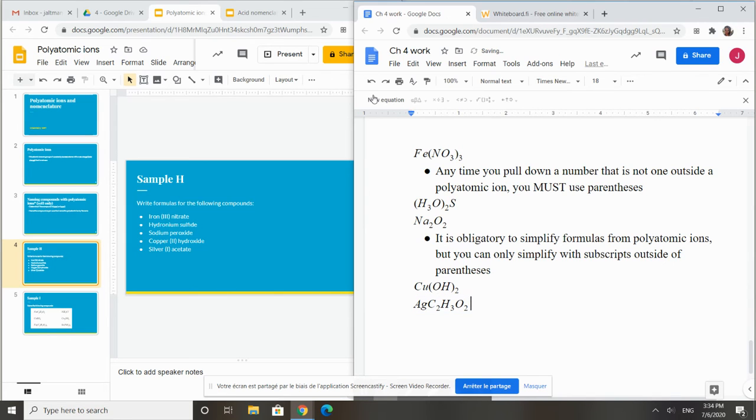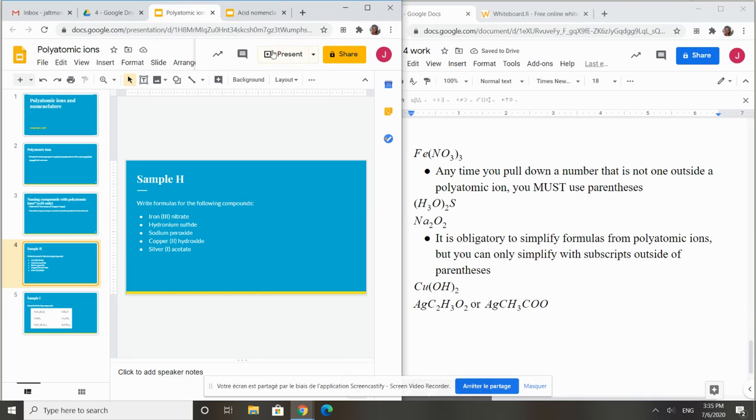AgC2H3O2. I think your polyatomic ion sheet lists acetate 2 ways, so I'm using the first way, but if you did it the second way, that would have been fine. So you could have also said AgCH3COO. That's also correct either way. I just prefer the first way, but it's just a personal preference. You could do the second way if you'd like.